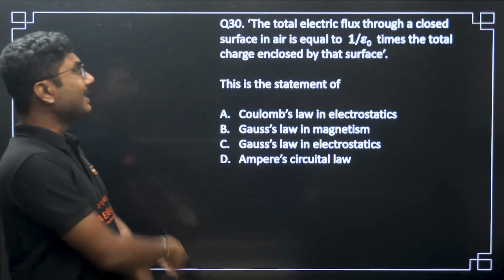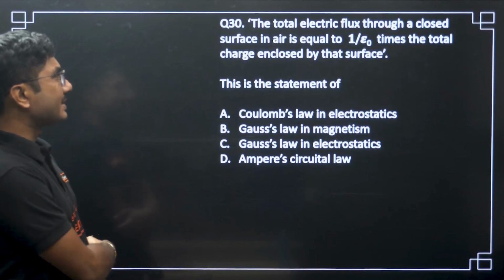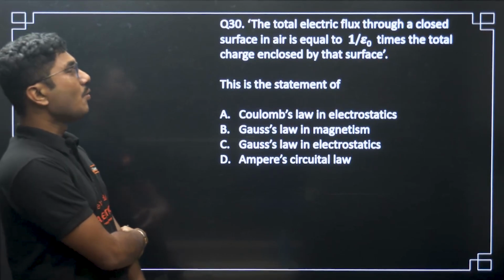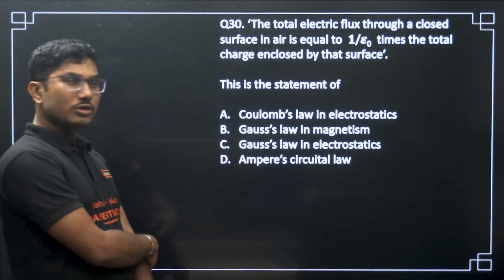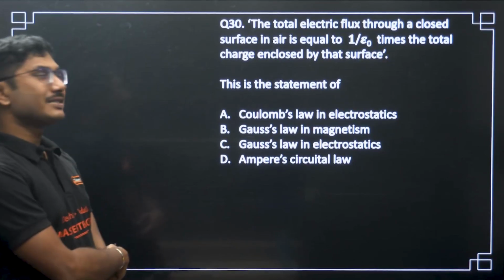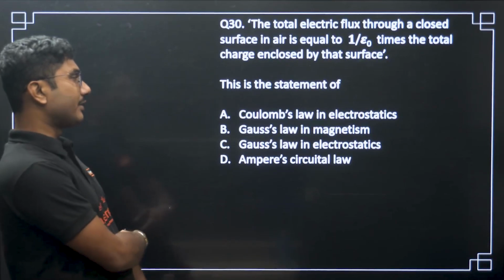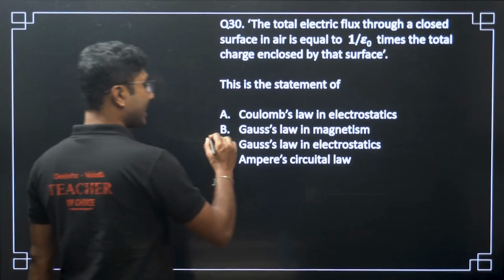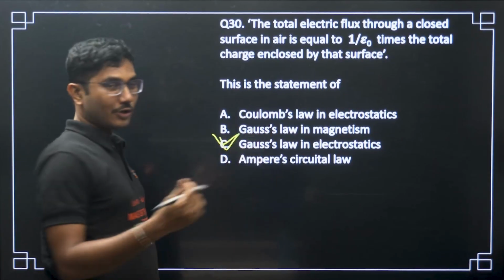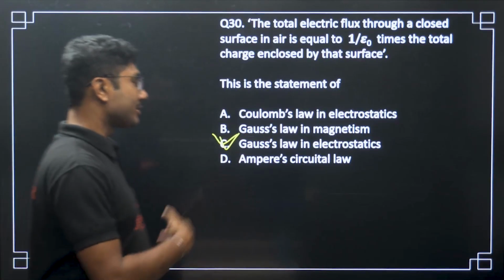The total electric flux through a closed surface in air is equal to 1 by epsilon naught times the total charge enclosed by that surface. Is this the statement of Coulomb's law of electrostatics, Gauss's law of magnetism, Gauss's law in electrostatics, or Ampere's circuital law? We all know that this is from Gauss's law in electrostatics.